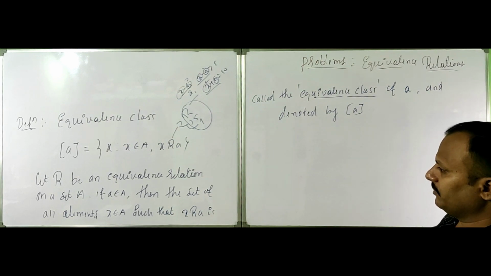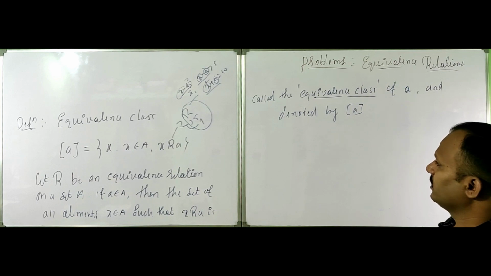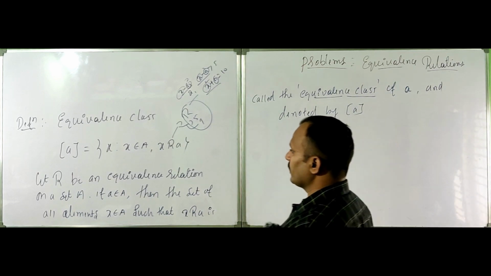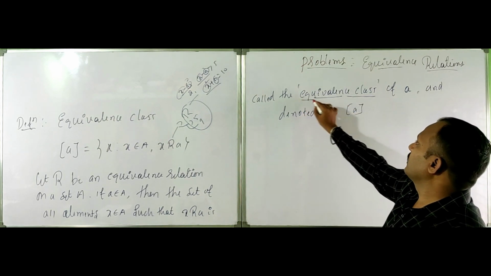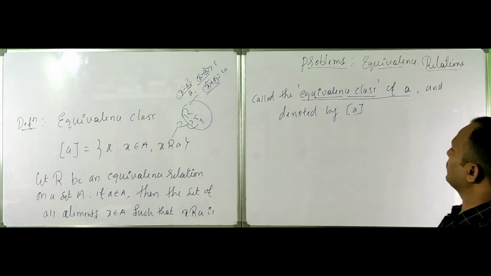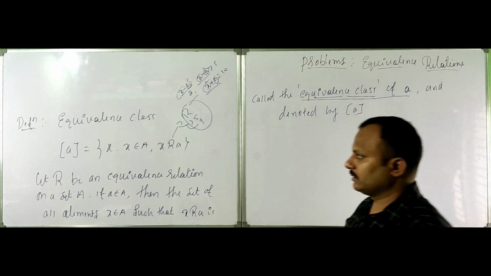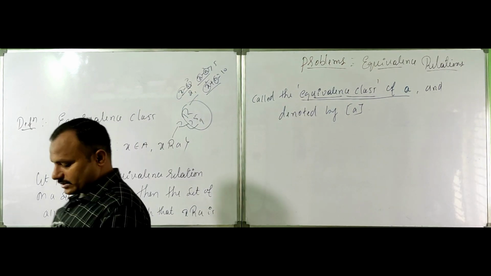Then the set of all elements X belonging to A such that X R A is called the equivalence class of A. This is the full reading, written with square brackets around A. This is the definition of the equivalence class.